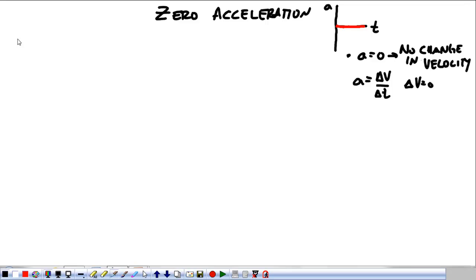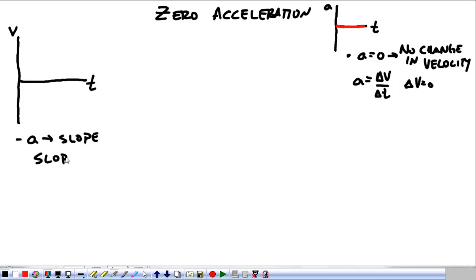So let's look at velocity versus time and see what constant velocity means, and then look at some general rules for interpretation that we can take away with this. So we have velocity versus time. The first thing I know is that acceleration is the slope of velocity versus time. Well, if acceleration equals 0, then my slope for velocity versus time equals 0.